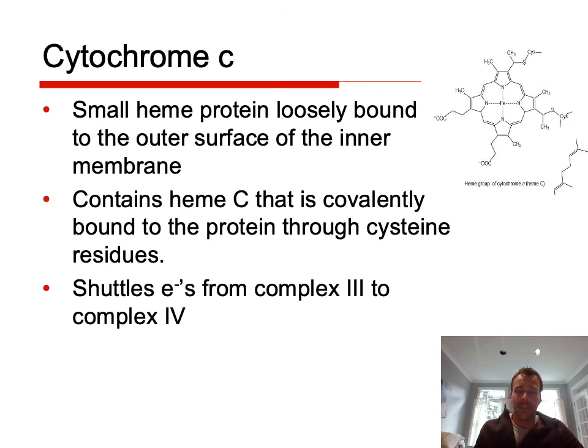Cytochrome C specifically is a small heme protein that's loosely bound to the outer surface of the inner membrane of the mitochondria. It contains heme C, which I just mentioned on the previous slide. Heme C is covalently bound to the protein through cysteine residues. And again, this is where the iron-sulfur cluster is, to shuttle electrons from complex 3 to complex 4.